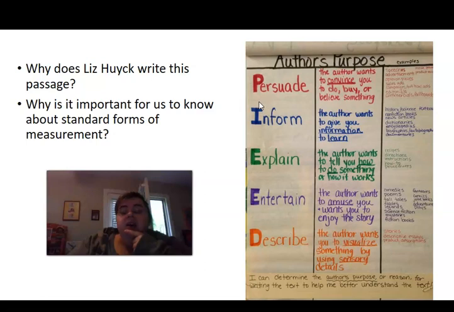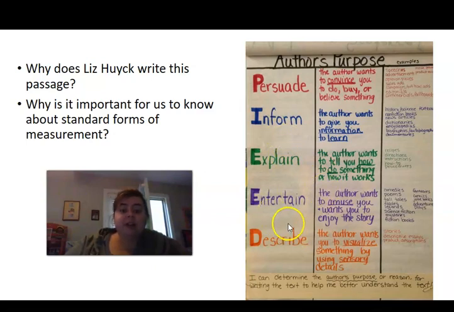Was Liz Hyuk trying to persuade us? Was she trying to convince us to do or buy something? No, I don't think that's it. Was the purpose to inform, to give us more information to learn? Maybe that could be an answer choice, but I'm going to keep looking. The next option is to explain. The author wants to tell us how to do something or how it works. Well, did she really teach us how to measure? No, so I can eliminate that.